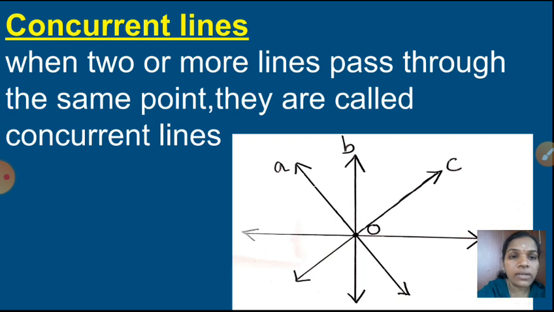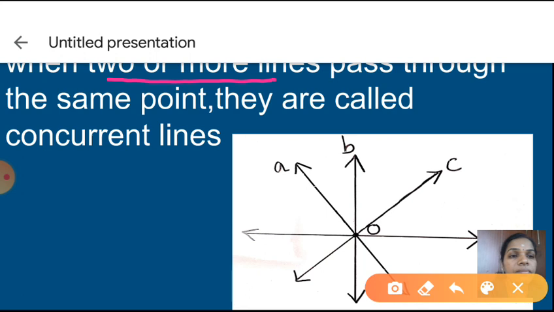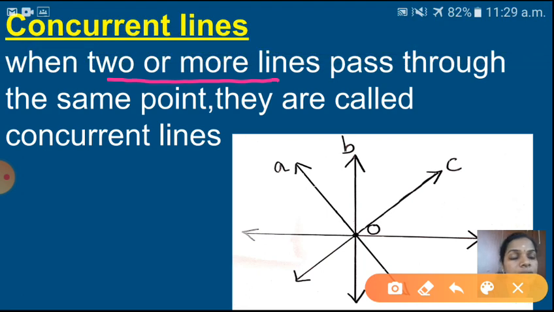So what is, once again I will read here, when two or more lines pass through the same point. See this figure alongside, this point you have to observe here, point O. Through this point many lines are passing: line A, line B, line C and line L. So we can say all these lines, line A, line B, line C and line L, are the concurrent lines. Why? Because all these lines are passing through the same point, that is O.